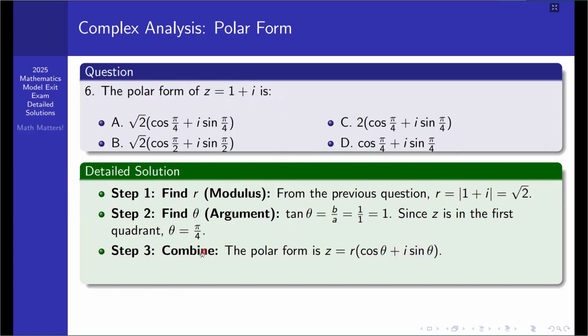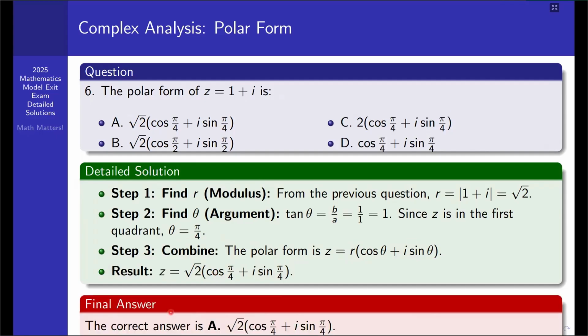Therefore, if we combine the argument and the modulus, that is simply r of this complex number, we will obtain the polar form of the given complex number. The general form of a complex number is z equal to r times cosine of theta plus i sine theta. Therefore, if we substitute pi over 4 for theta and radical 2 for r, we have the result that z is equal to radical 2 times cosine of pi over 4 plus i times sine of pi over 4. This is contained in the alternative that's simply A.